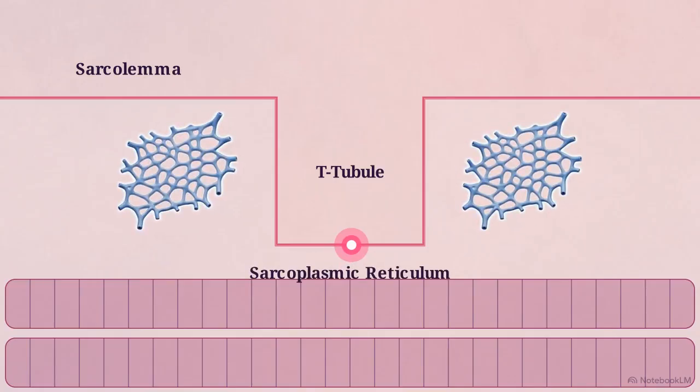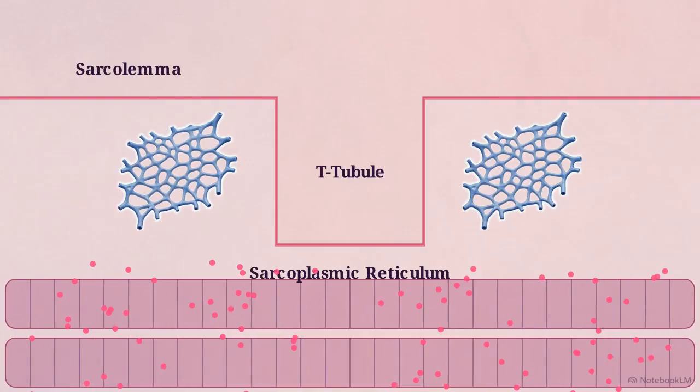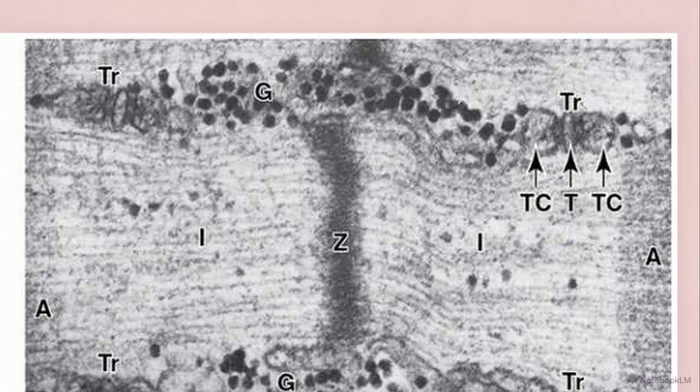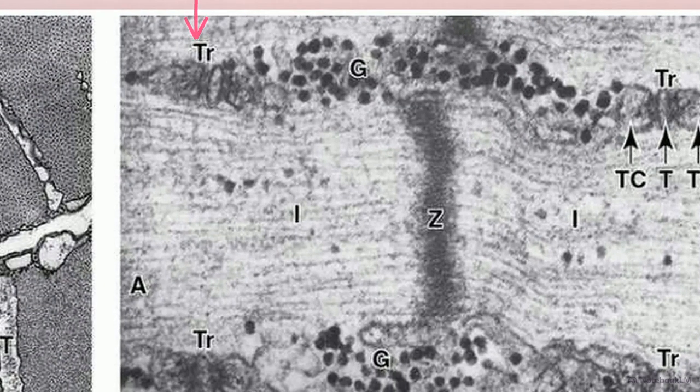These tubules interface directly with the calcium-storing sarcoplasmic reticulum. This electron micrograph shows the skeletal muscle triad. It consists of one central T-tubule flanked by two terminal cisternae of the sarcoplasmic reticulum. In skeletal muscle, these triads are located precisely at the A band-I band junctions.